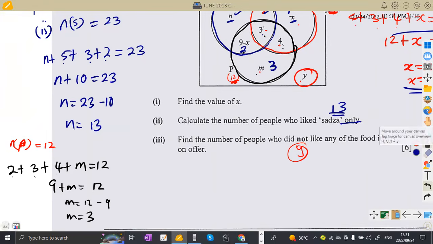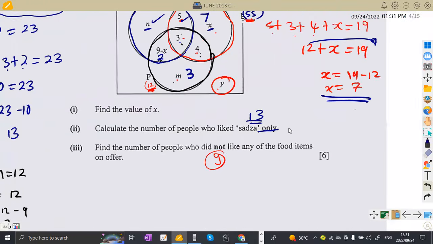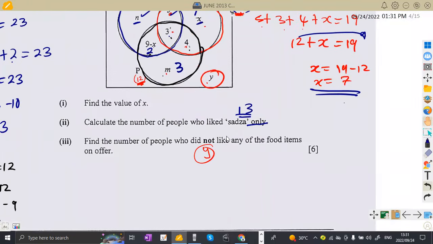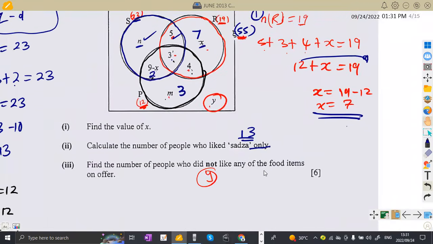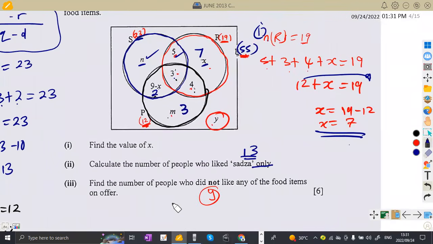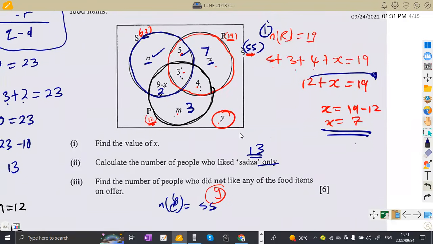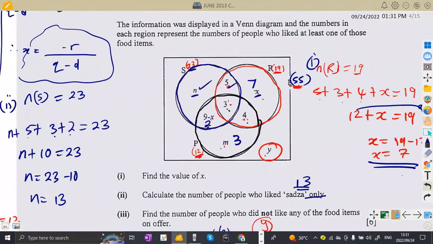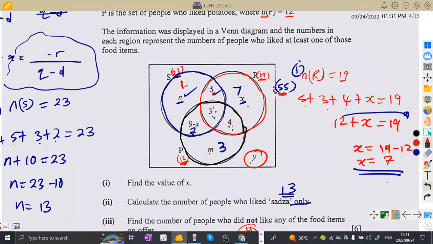So using this information, guys, like I said, it is now easier for us to find the number who did not like any of the food items, because we are given that the number of elements in the universal set, all these elements that we have, must be equal to 55. So that means I have to add everything that I'm given, all those elements. Remember, I calculated n here, n was 13. So let me just indicate here our n was 13. Okay, so it means we have to add everything. So let us add everything and see what we are going to have.